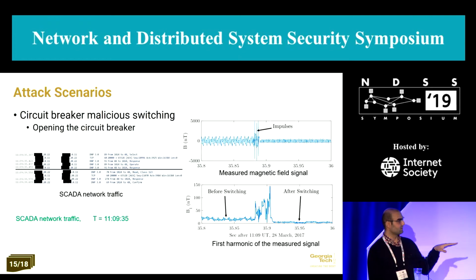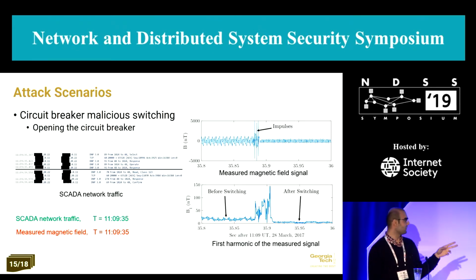If we see an increase in the signal and also 3 impulses, it's a sign of circuit breaker closing. And in this case, because this was a legitimate circuit breaker opening, the time obtained from the SCADA network traffic and the measured magnetic field signal are exactly the same. But in the case of attack, they will be different.